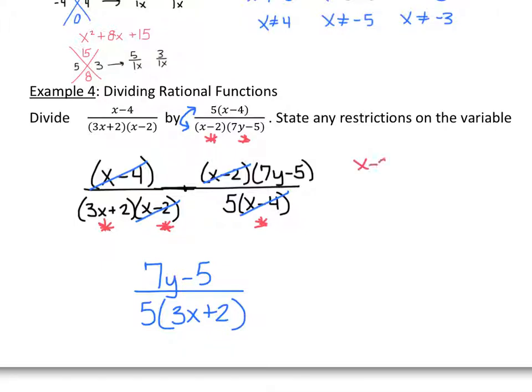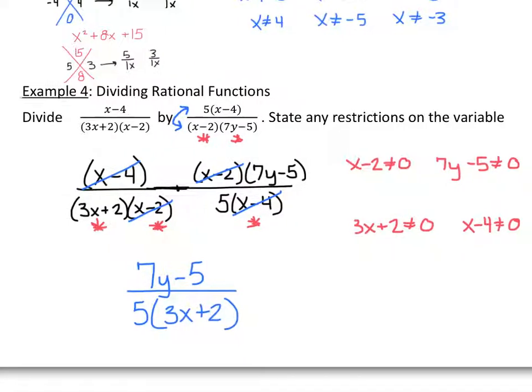So x minus 2 cannot equal 0. 7y minus 5 cannot equal 0. 3x plus 2 cannot equal 0. x minus 2 can't equal 0, but we already wrote that down, so we don't have to do it again. And then x minus 4 cannot equal 0. So we're going to have 4 different restrictions, probably.